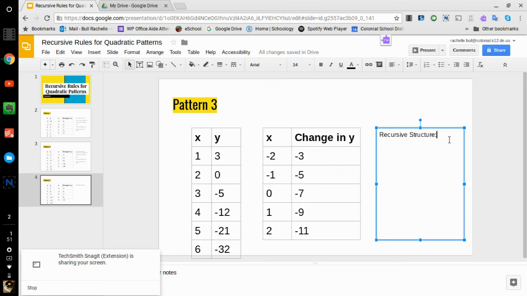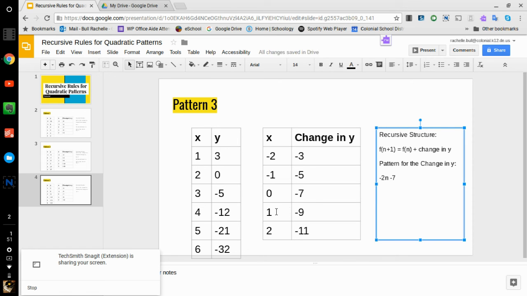So let's set up our structure again. It's f of n plus 1 equals f of n plus change in y. So the change in y, or the pattern for the change in y, can be described as minus 2n, because it's subtracting every time. So minus 2, minus 2, minus 2. And then right here, our second piece, minus 2n, minus 7. A lot of negatives this time.